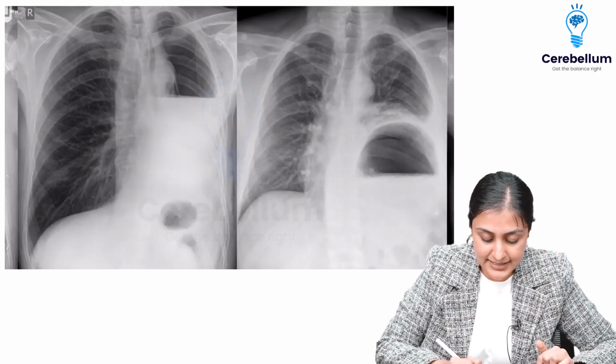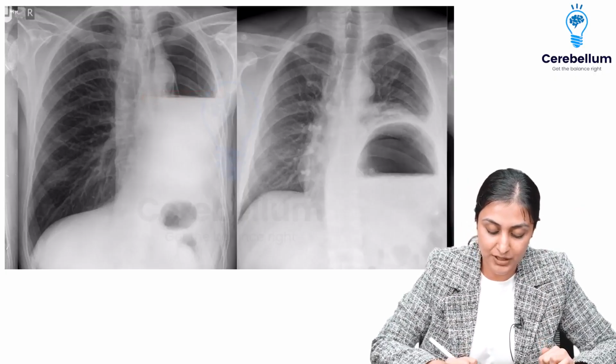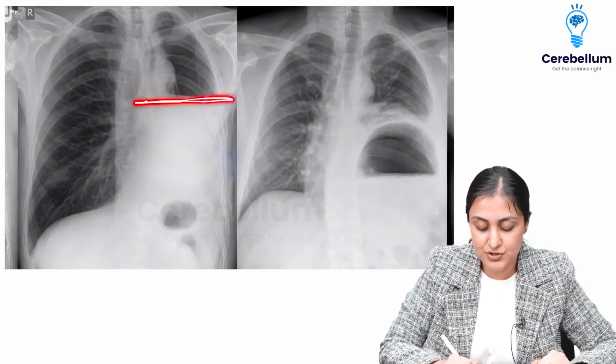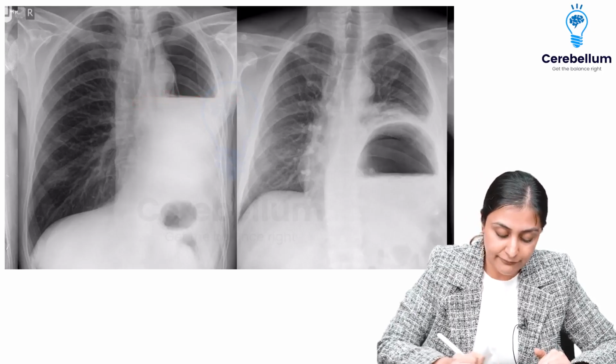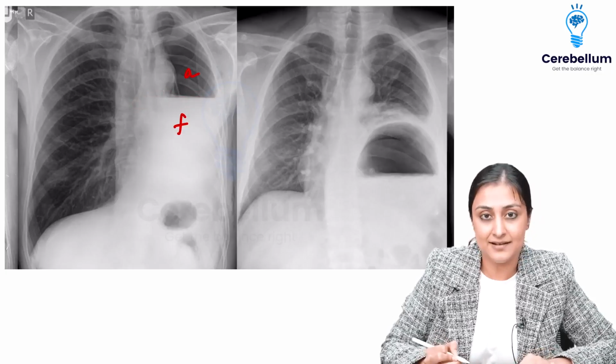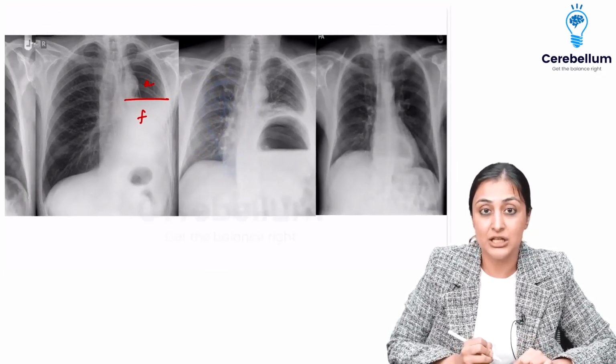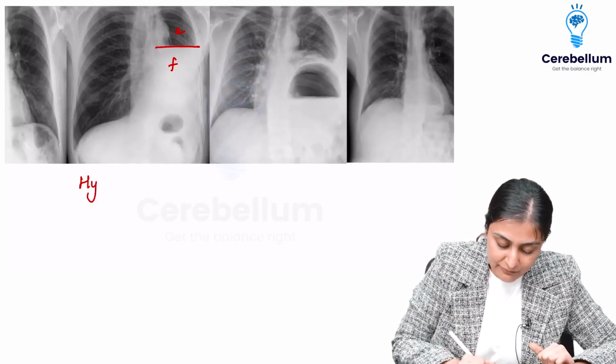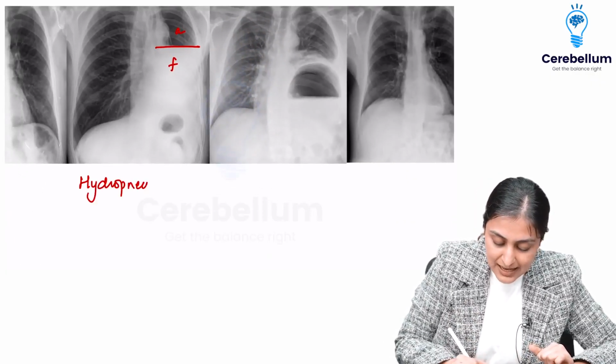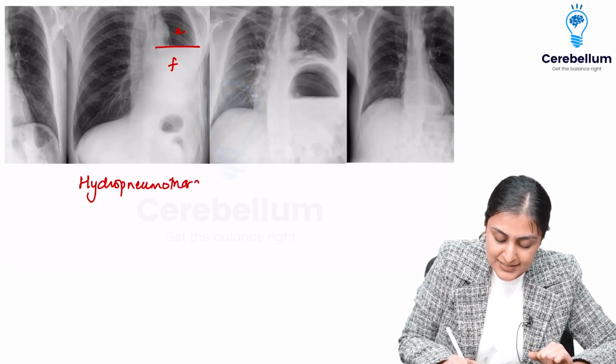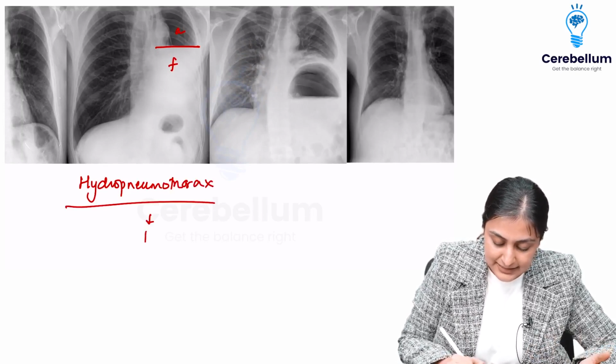In that case, the entire pleural space is now going to have what? It's going to have this level. So this is the fluid, this is the air fluid level. So a horizontal air fluid level in the pleural space is hydropneumothorax. You're going to put an ICD next.